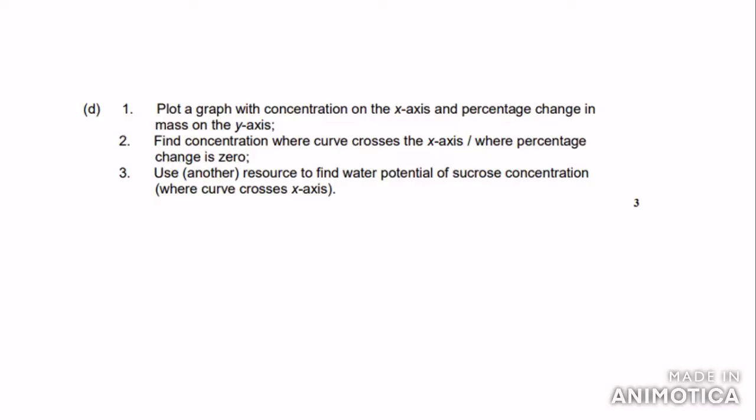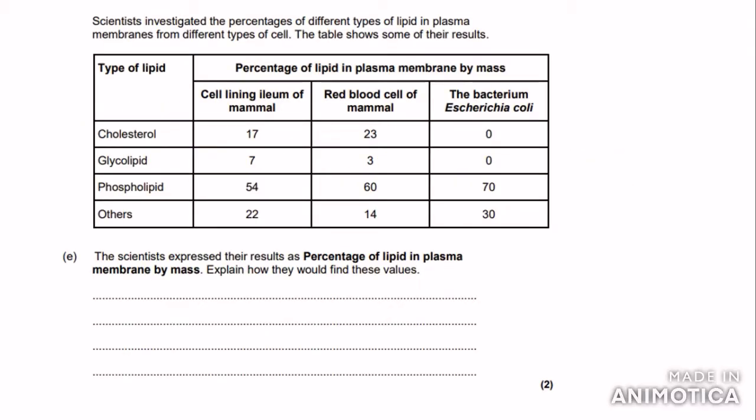So if we look at the mark scheme, mark point 1, plot a graph of concentration on the x-axis and percentage change in mass on the y-axis. Find concentration where the curve crosses the x-axis or where percentage change is 0. Use another resource to find the water potential of sucrose concentration. So we got all 3 marks there. Let's look at the next question.